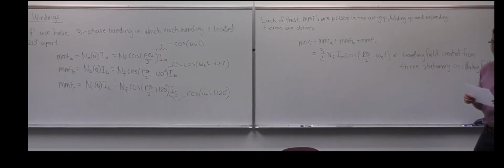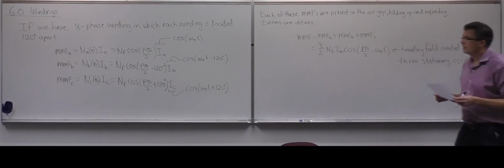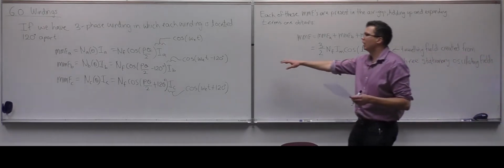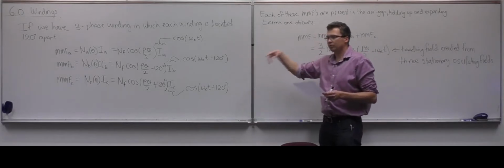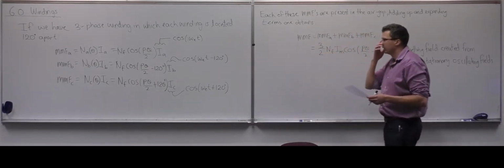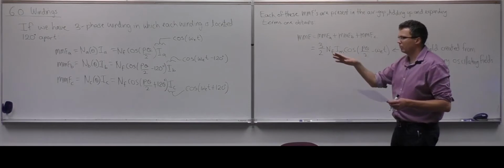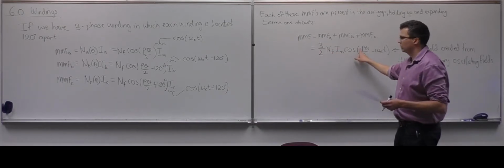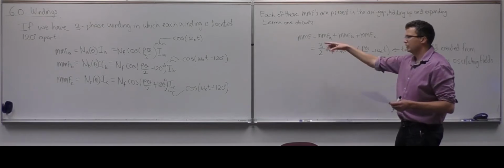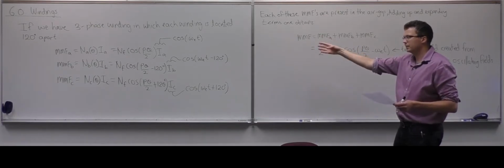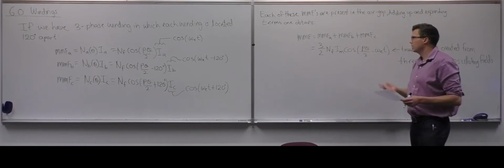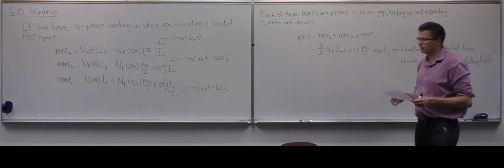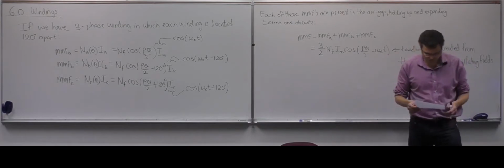One thing to note about that simulation is that when we looked at each individual MMF distribution due to each individual phase, the pole number is the same when you sum them up. It's still P over 2. So when you sum up these individual phases, the number of pole pairs doesn't change. Just keep that in mind.